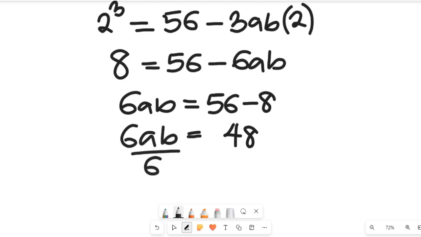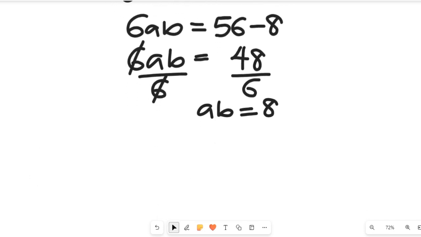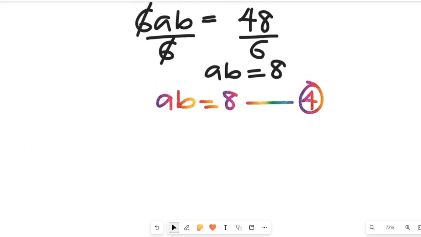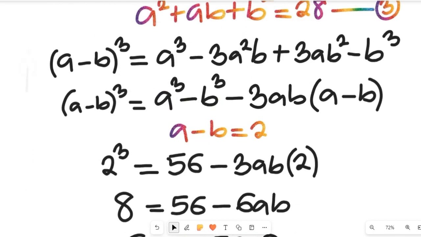If we divide here by 6 and divide here by 6, this will clear this, and then our ab will be equal to 48 divided by 6, which is equal to 8. So that will become the value of ab, and our ab will be equal to 8. I will consider this to be equation 4. Great. So having done this, the next thing we are going to look at is to consider equation 3.